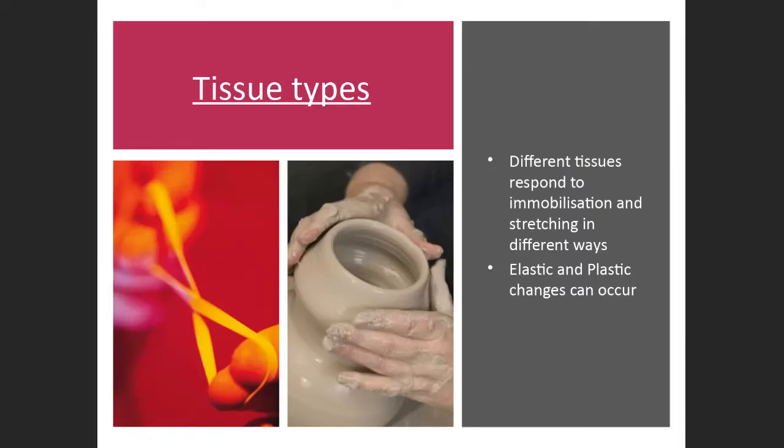So we've got different tissue types within the body. Some are going to respond to things like immobilization, i.e. being in a plaster of Paris, waiting for the bone to heal, in different ways. And we've got both elastic and plastic changes that happen to the tissue.